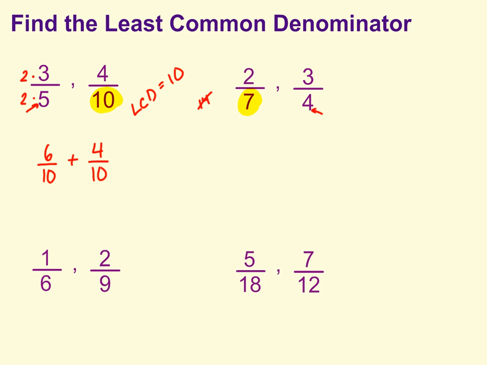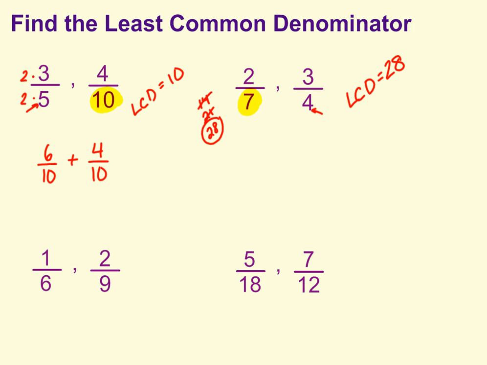Let's look at the next multiple of 7. 7 times 3 is 21. Does 4 fit into 21? Nope. Our next multiple of 7 is 7 times 4, which is 28. Does 4 fit into 28? Yes, it does. So our least common denominator will be 28.